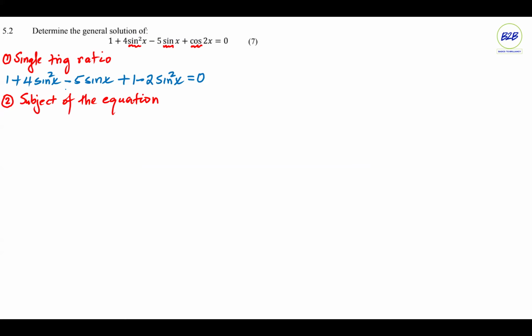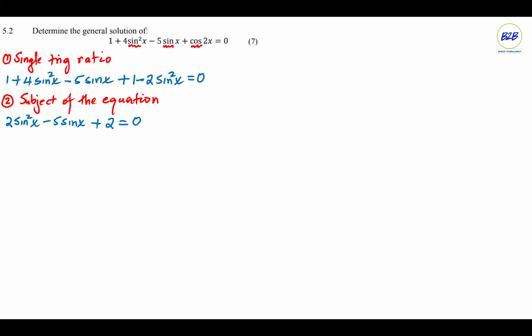In this case, we will just collect like terms. For example, 4 sine squared x is a like term with minus 2 sine squared x. So if we add those two, then we must get 2 sine squared x. And then minus 5 sine x is alone. So that is minus 5 sine x. And then 1 plus 1, those are like terms. So 1 plus 1 becomes 2. And then this is all equal to 0.